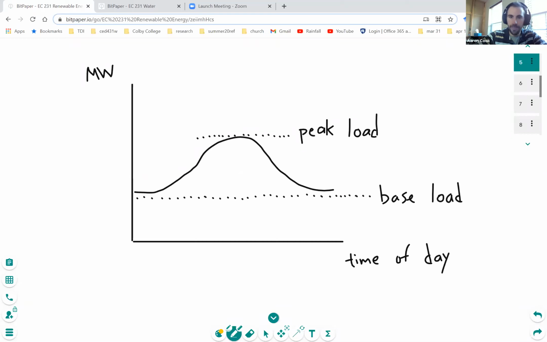And there's some minimum amount. We call this the base load. There's some minimum amount which is required to be met at all times of day.